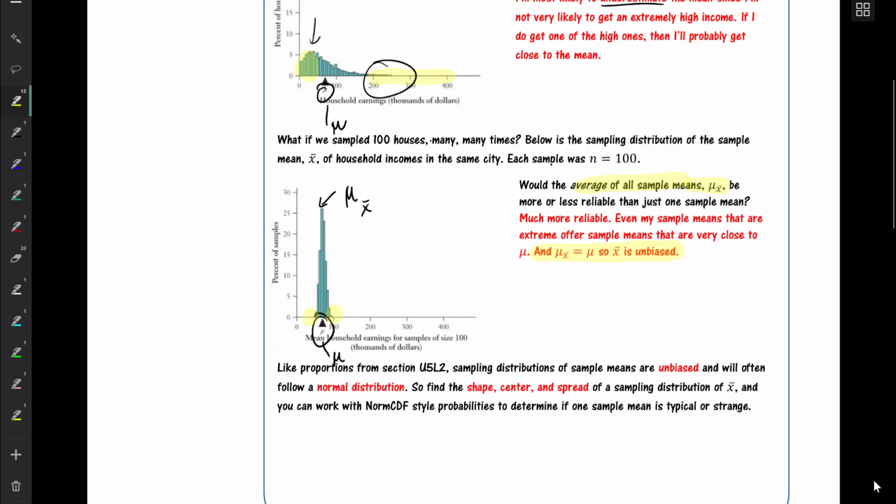Now, like the proportions that we talked about in Unit 5, Lesson 2, the sampling distributions of a sample mean are also unbiased and will often follow a normal distribution. So if we can identify the shape as being normal, we can identify reliably the center and spread as well of the sampling distribution of x bar. Then we can do the same thing we did in Lesson 2: work with normalcdf style probabilities to find if one sample mean is typical or strange. Let's see how we can identify those shape, center, and spread.